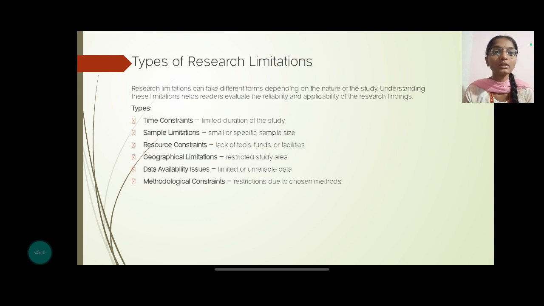When it comes to types, there are six types of research limitations. They can take different forms depending on the nature of the study. Understanding the limitations helps evaluate the reliability and applicability of the research findings. The research limitations start with time constraints, that is, limited duration of the study. Sample limitations are when the sample is small in size.